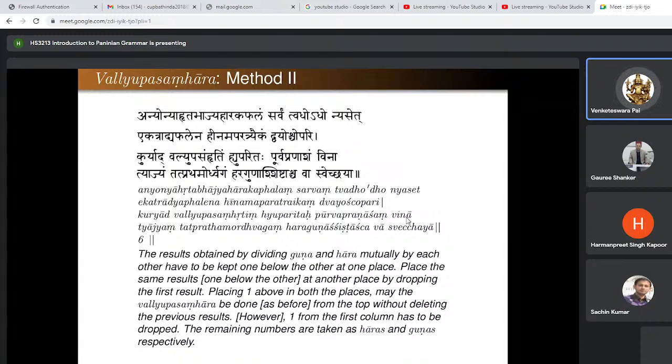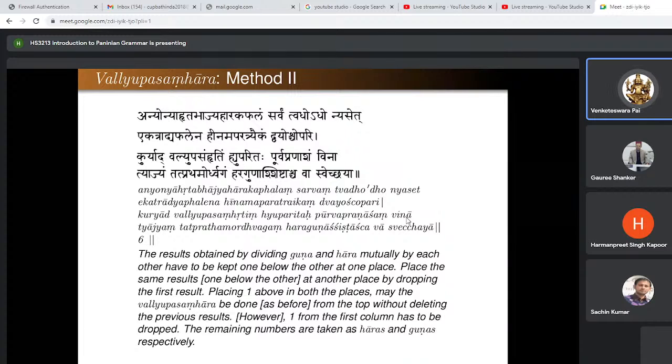Now the Valluppasamhara method 2, given in the 6th verse of Karana Paddhati, goes like this. Anyonya-hrita bhajya-haraka-phalam sarvam tvadhodhonyaset ekatradya phalena hinam aparatraikam dvayaschopari kuryat Valluppasamhritim hyuparitaha purva pranasham vina tyajyam tat prathamordhvagam haraguna shishtascha svechaya.